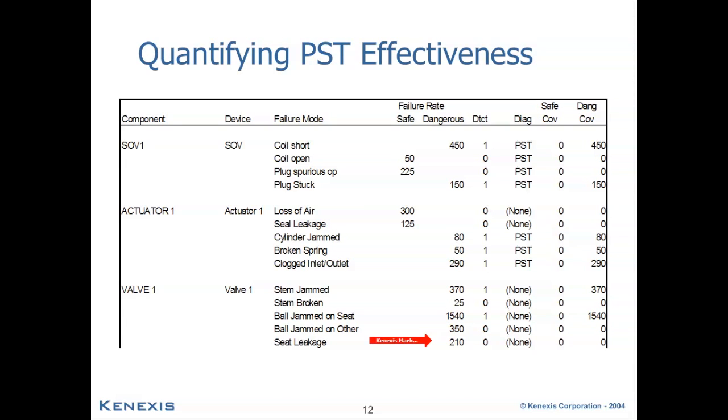Seat leakage is not detectable by a partial stroke test. It's not even detectable by a full stroke test. So if that valve strokes in position or starts to move, your test is going to say that it's successful. But if there's a lot of corrosion that's eaten up the ball, it's not going to be able to actually block flow. So we would say that that failure mode is not detectable.